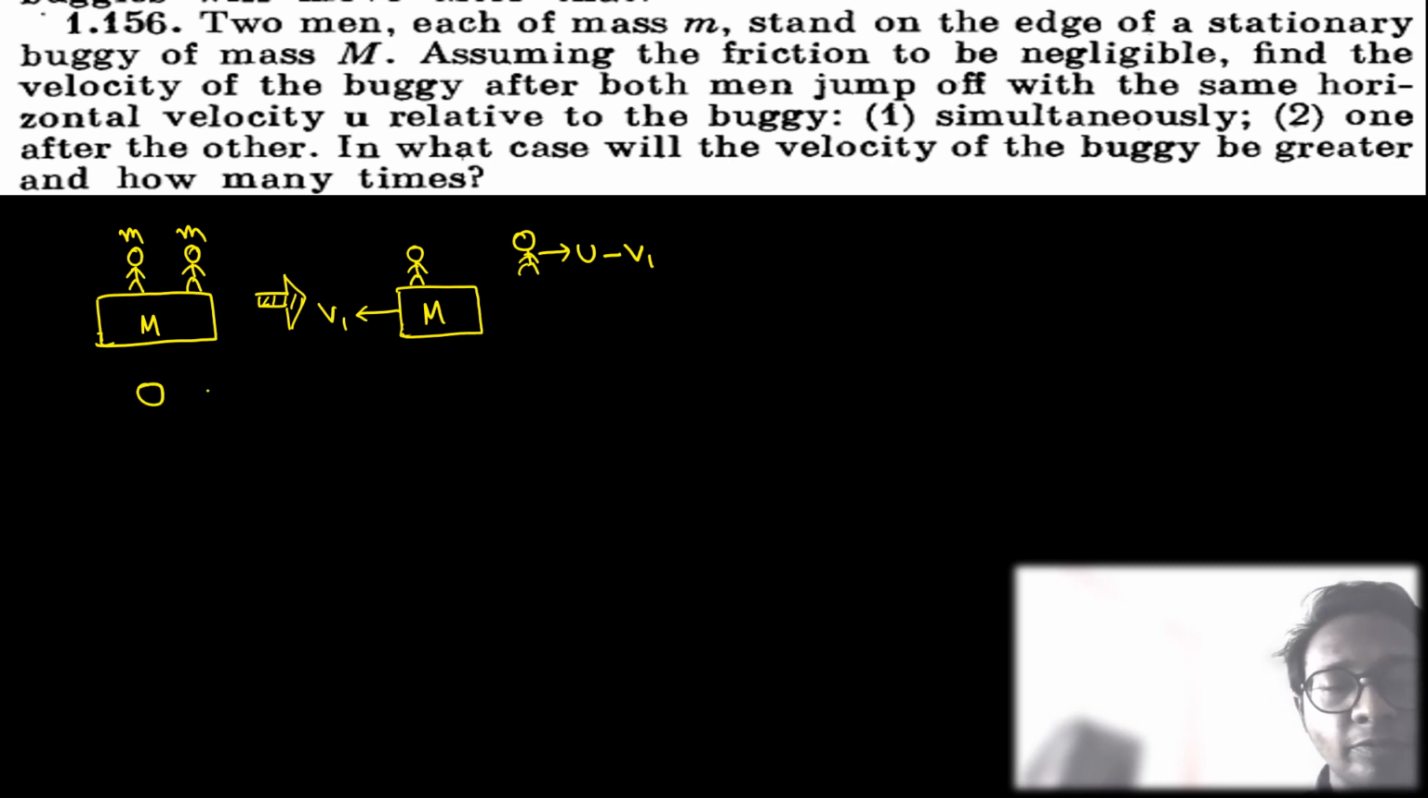Total initial momentum was equal to 0 because nothing was moving out here, no? So (M plus small m) into 0 is equal to 0. And out here, what is the momentum? Take account of positive and negative. So it is minus Mv1 plus m, which is the mass of the person, into (u minus v1).